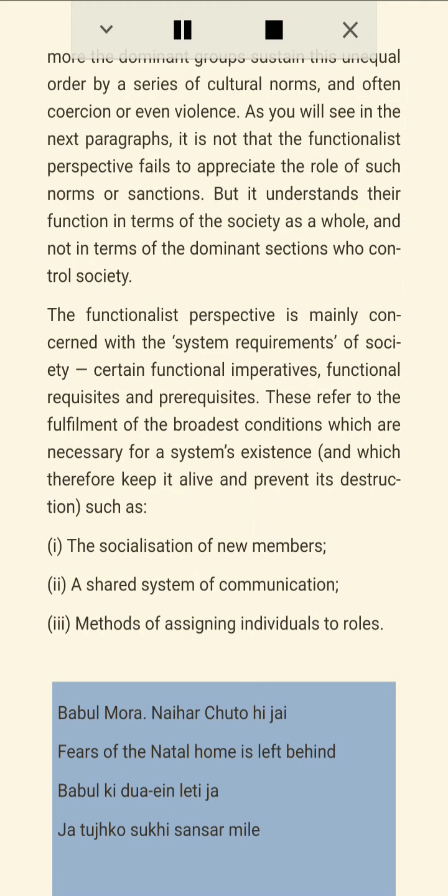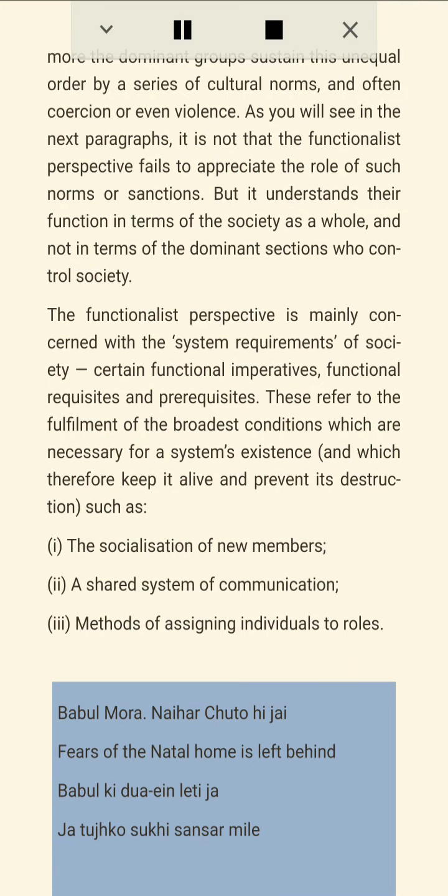Babul Mora Naihar Chhuto Hi Jaye. Babul ki duain leti ja, jaa tujhko sukhi sansar mile, maike ki kabhi na yaad aaye, sasural mein itna pyar mile. Take your father's blessings, prayer as you go, and may you get a happy household, may you never be reminded of your mother's home because of all the love you receive at your in-laws' place.